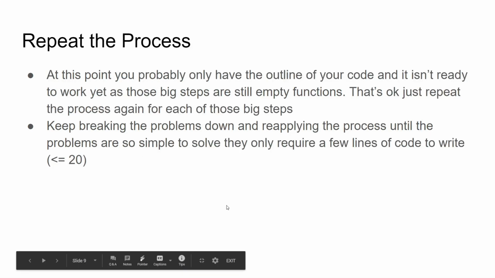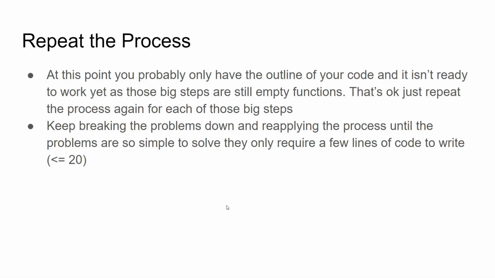At this point in time, we'll have translated part of our solution into code, but we won't have the whole thing there in a working program. This is because we're using those big general steps, which resulted in a lot of empty functions. That's perfectly okay. We're going to be able to fill those in, and we can do so by repeatedly applying this process. We're going to want to keep breaking things down and breaking things down until we finally get to functions that are very trivial to write, only requiring a few lines of code to do so. Preferably, these functions should be able to fit within 20 lines of code.